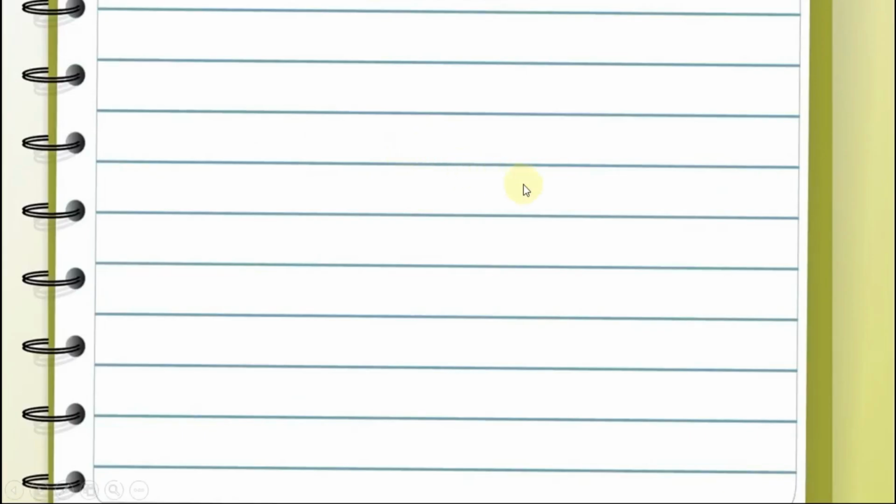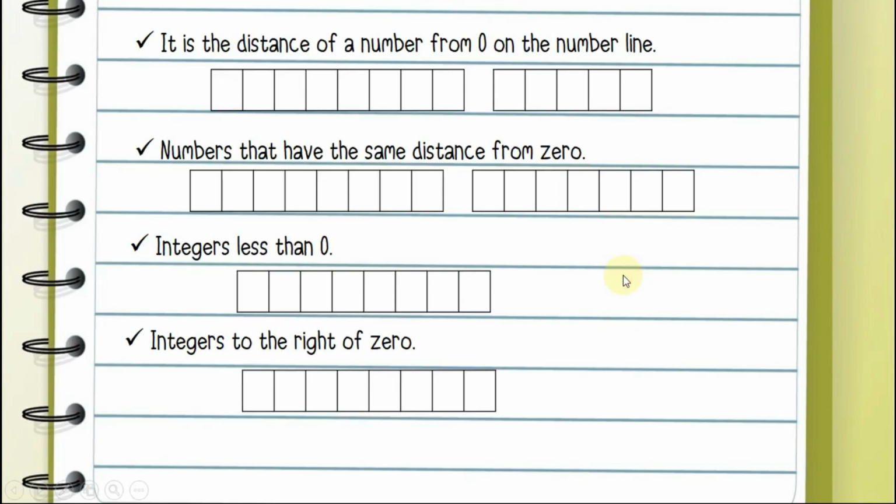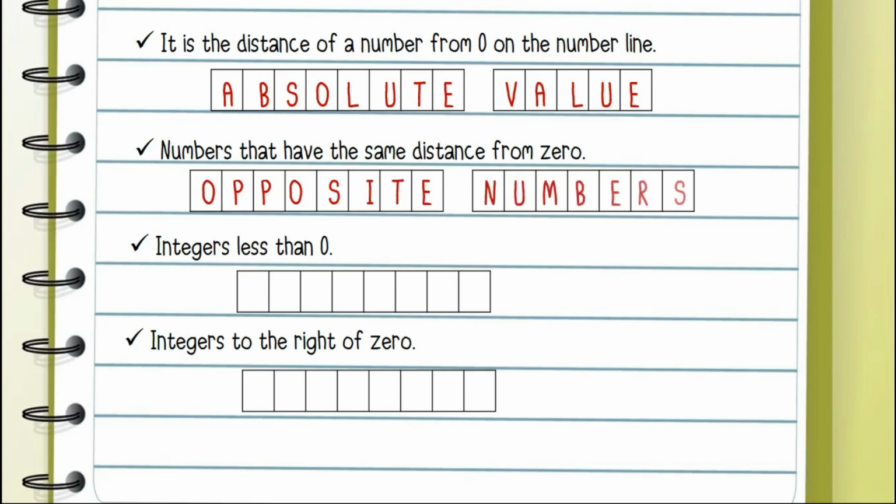Let's see if you have learned something today. Can you identify the words being described in each sentence? Let's try the first one. It is the distance of a number from 0 on the number line. Very good. It is absolute value. How about the second one? Numbers that have the same distance from 0. You're right. We are talking about opposite numbers.